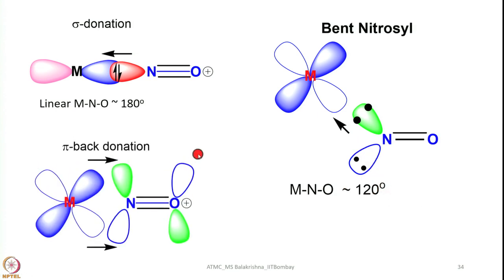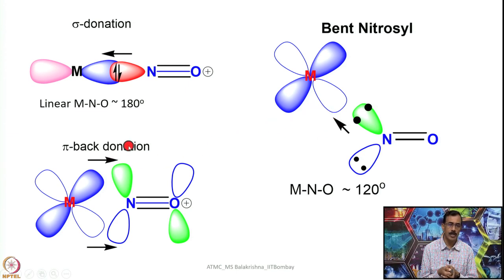Because of the presence of the pi star orbital, you can anticipate back donation with NO as well, very similar to carbon monoxide. This is how one can show the interaction of a filled metal orbital with the pi star of the nitrosyl ligand. This is back bonding, which means NO is a sigma donor as well as a pi acceptor. The relative strength I already showed you a couple of times earlier in a table. You can refer to it once again if you want.